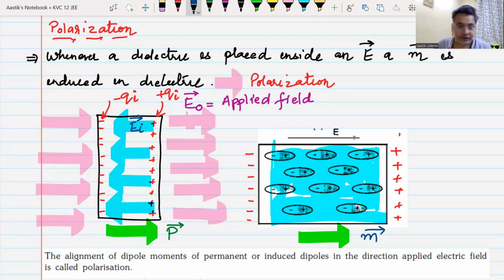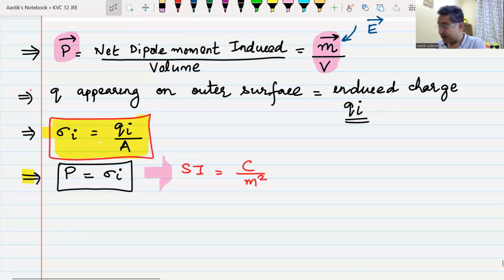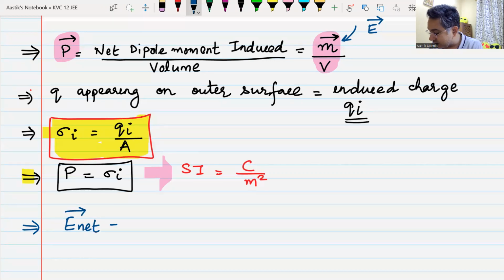Now, if I have to find out the net electric field inside the dielectric, I am just continuing from where I left. Very important point: this dielectric is actually subjected to two fields. One is the outside field, the external field, and one is the internal field. The net field will be the vector sum of these.